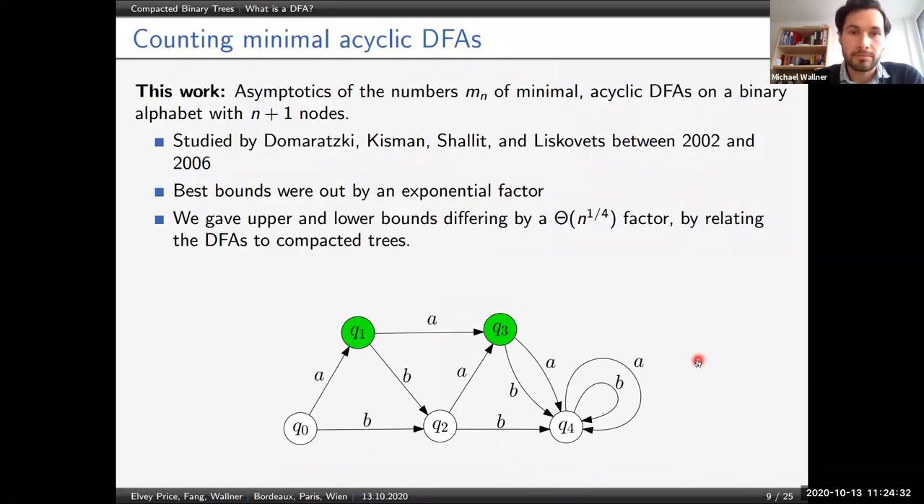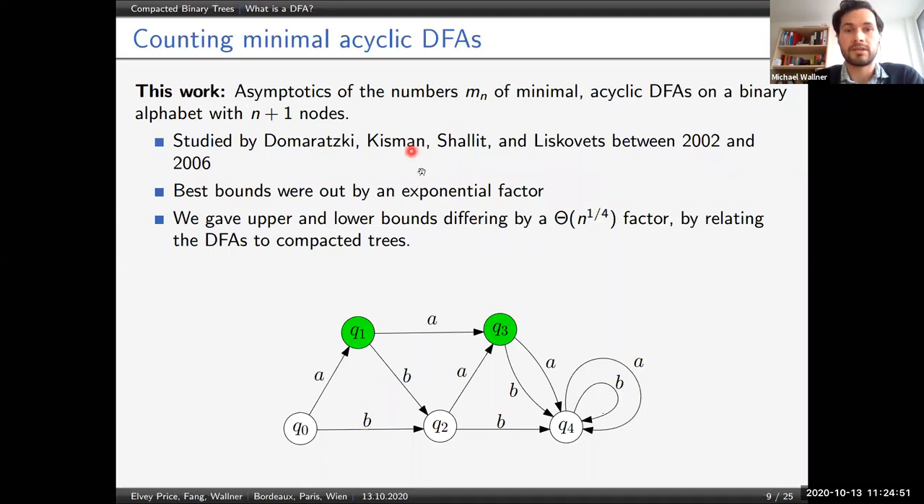So counting minimal acyclic DFAs, that's what we're interested in here, a couple of people have already worked on that, but the asymptotic number of minimal acyclic DFAs on a binary alphabet, which I denote by MN, was so far unknown.